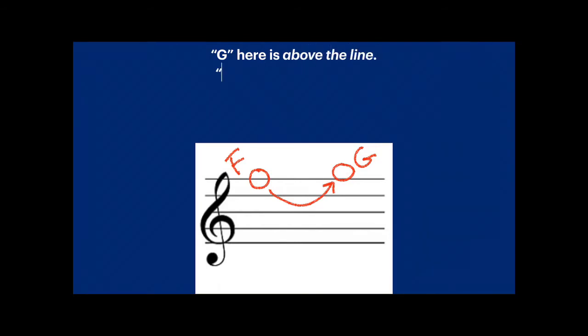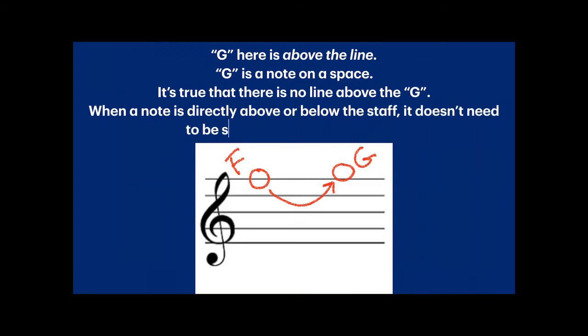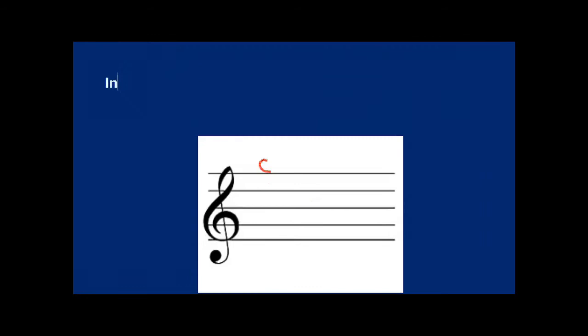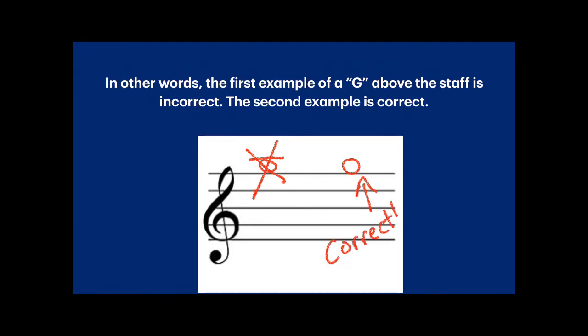G here is above the line. G is a note on a space. It's true that there is no line above the G. When a note is directly above or below the staff, it doesn't need to be surrounded by another line. In other words, the first example of a G above the staff is incorrect. The second example here in the picture is correct, with no line above it.